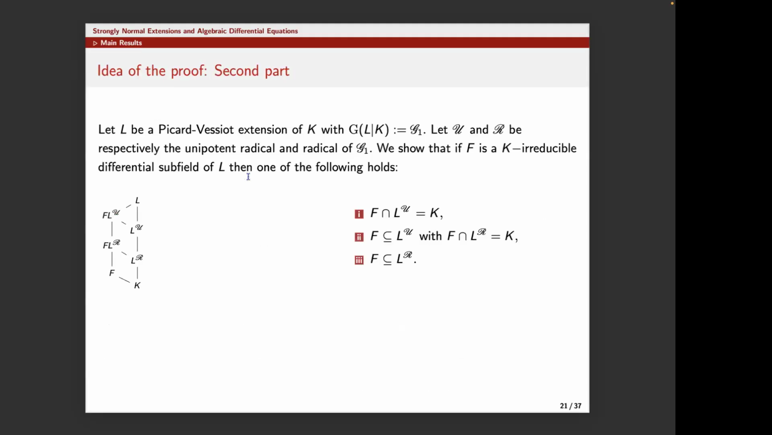And to characterize irreducible differential subfields of a Picard-Vessiot extension, we use the unipotent radical and the radical of the group. We consider the field LU, the fixed field of the unipotent radical, and LR, the fixed field of the radical. And we show that because F is K-irreducible, one of three cases is possible: F intersection LU is equal to K; F is contained in LU with F intersection LR equal to K; and the third one is F containing LR.